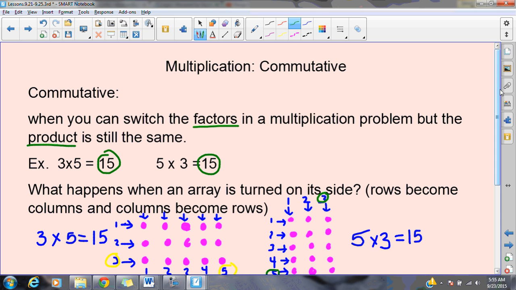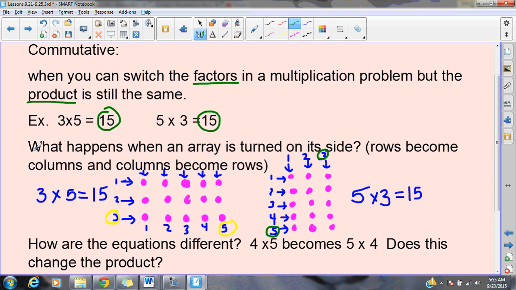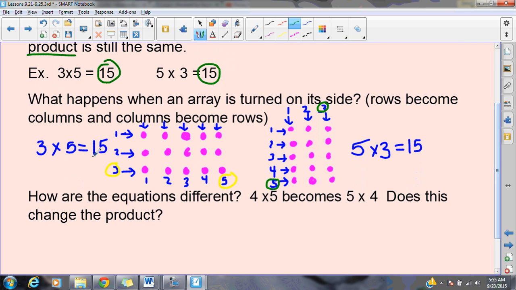Let's take a look at why, using arrays. It says, what happens when an array is turned on its side? The rows become columns and columns become rows, but you still have the same amount of dots in your array or objects. So let's look at the problem 3 times 5.